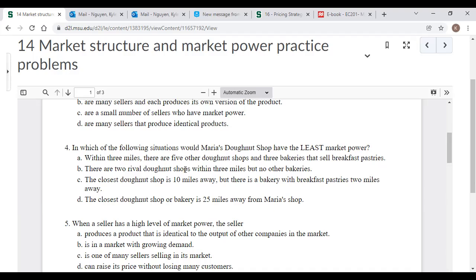However, the bakery sells a differentiated product from her, so that also means her product is differentiated. So it's not that big of a threat. So she has more market power in this case than she does with B. And going on to D, the closest donut shop or bakery is 25 miles away from Maria's shop. She basically doesn't have any competition in this scenario. Sure, there's a donut shop 25 miles away, but effectively in her area, she's the only show in town. So she has the most market power because she's effectively the only donut shop in town. Are there any questions about that?